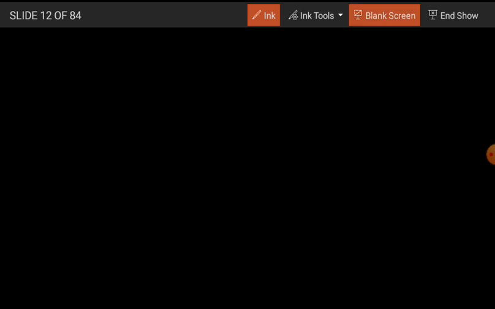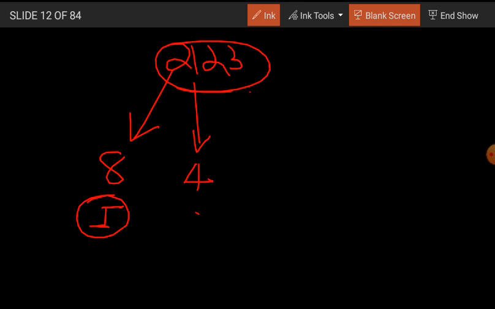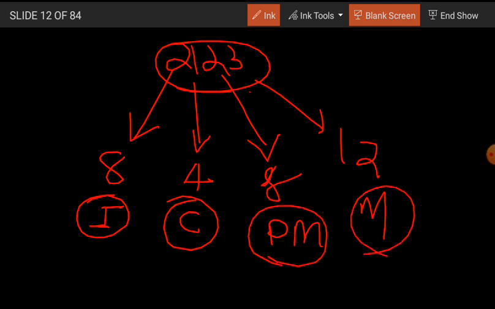So let me write down the total numbers here. We have 2, 1, 2, 3 in the upper jaw. If I multiply this 2 with 4, I get 8, so that is the number of incisors. Now for canines, we multiply this 1 with 4, so we get 4, that is the number of canines. Now this 2 into 4 gives us 8, that is the number of premolars. And this 3 into 4 gives us 12, and that is the number of molars. So now we have found the number of different types of teeth present in our mouth.